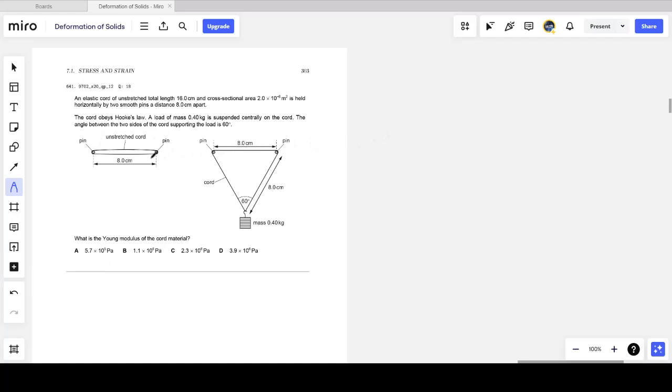Okay, so initially the unstretched cord has a total length of 8 and 8. There's two sides to this cord, so that's 16 centimeters.